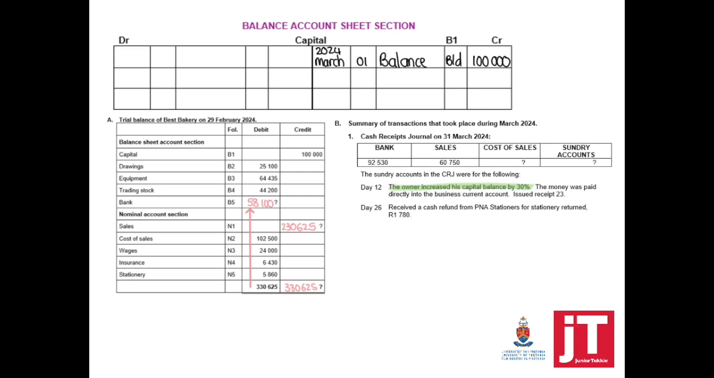It said also the owner increased his capital balance by 50%. So his current balance is 100,000. So if he increased that by 50%, it means there was an increase of 50,000. So to show that, it means that bank will be debited and capital will be credited on day 12. From the cash receipts journal, my details is bank. My new total or my new balance is 150,000. There's nothing on the debit side, so it's not necessary for me to write balance carried down, balance brought down. I can just total the credit side.